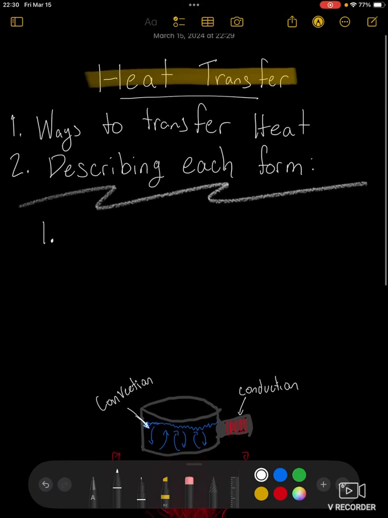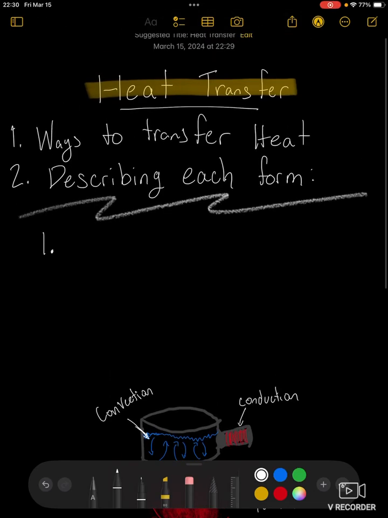Hello. So right now I'm going to describe heat transfer, and I'm going to do this by one, the ways to transfer heat, talking a little bit about that, and then describing each form that we list in one. So starting off, what are the main methods of transferring heat or heat transfer? That is, one, conduction.